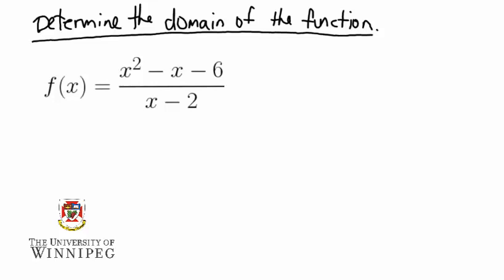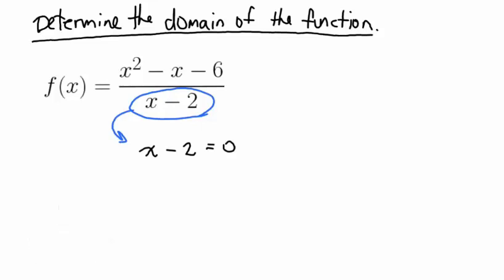To determine the domain of a rational function, we're really interested in looking at the denominator and finding any values of x in the denominator that cause a division by 0. In other words, the easiest way to find the bad values of x is to set the denominator equal to 0 and solve for x. In our case, x is equal to 2 is going to be a value that we do not want to include in the domain of our function.